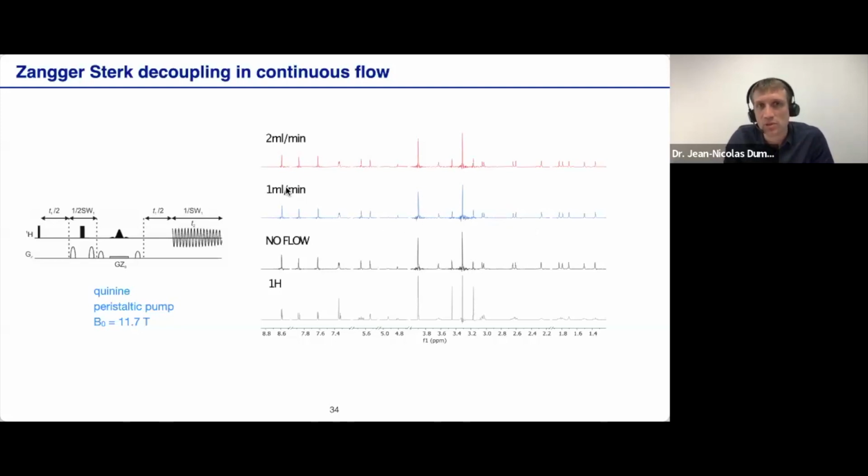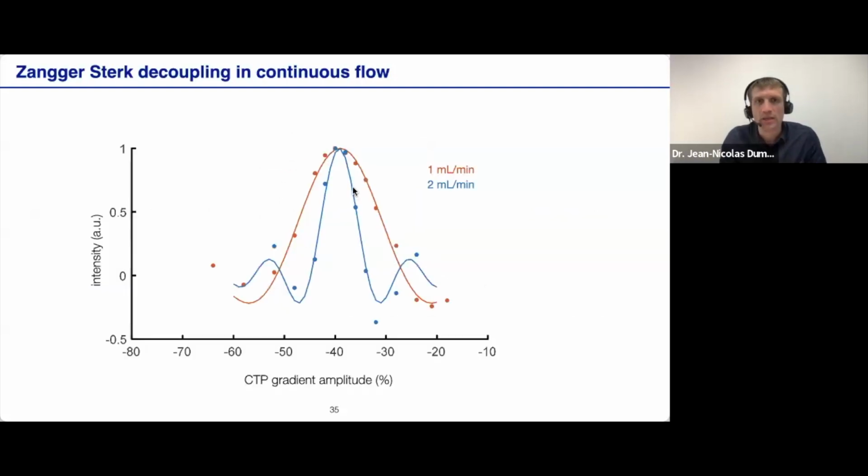sample, be it in this case at 1 milliliter per minute or 2 milliliter per minute, provided that the sign and amplitude of these gradients is chosen properly. One can recover the same quality for the spectra as that on the non-flowing sample. And it is actually quite sensitive to the choice of the amplitude of these gradients that flank the slice selective pulse. One can see here that the faster the sample is flowing, the narrower the conditions to have good quality data.